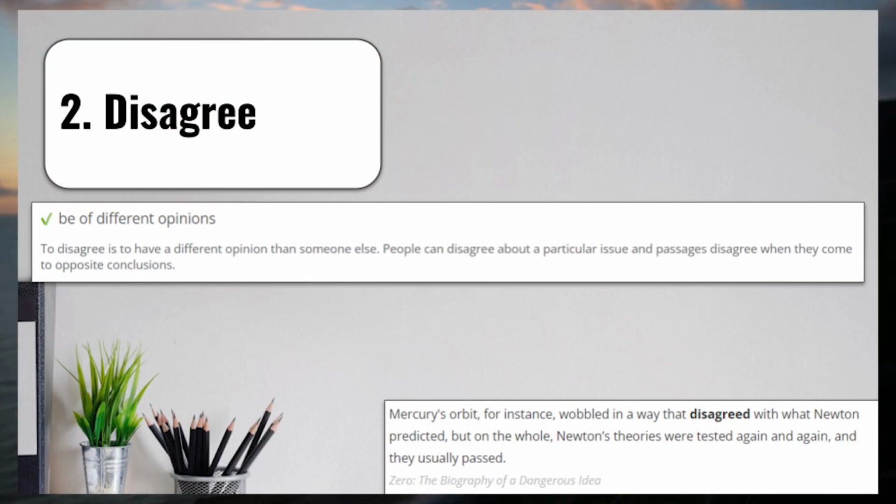Term number 2 is disagree. If you disagree with someone, you have a different opinion than they do. To disagree means to be of different opinions. You'll see this come up in tests as in, do you agree or disagree with a point? Asking you to state what your claim is in an argumentative essay or something similar.